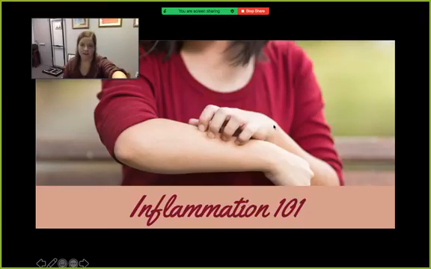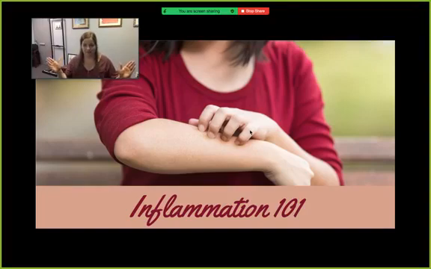Inflammation 101. I feel like we talk about inflammation in almost all of our classes. It's so important, and we even have a class back in April, I think, that is all about inflammation. So inflammation is a much needed process within the body. It is our body's natural response to any form of damage or foreign invader, and it's responsible for facilitating the healing process. But chronic inflammation is very dangerous.